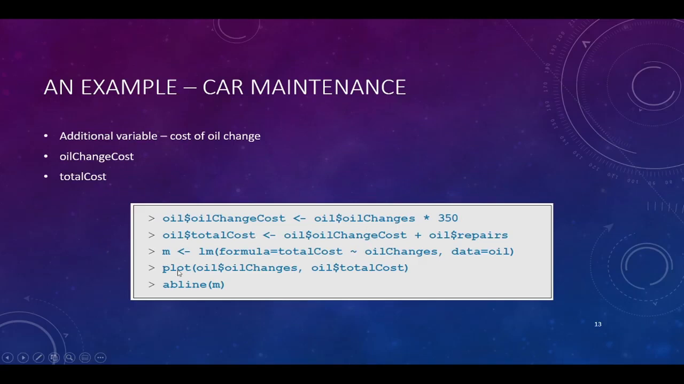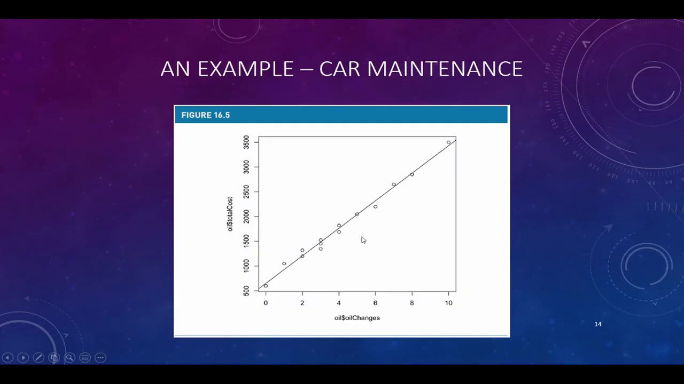Okay, let's plot now the number of oil changes versus this new total cost and put a regression line. What do you think is going to happen? Okay, you got your idea? Now let's see. Whoa. According to this model, we shouldn't be doing any oil changes, okay? It's just not worth the cost.